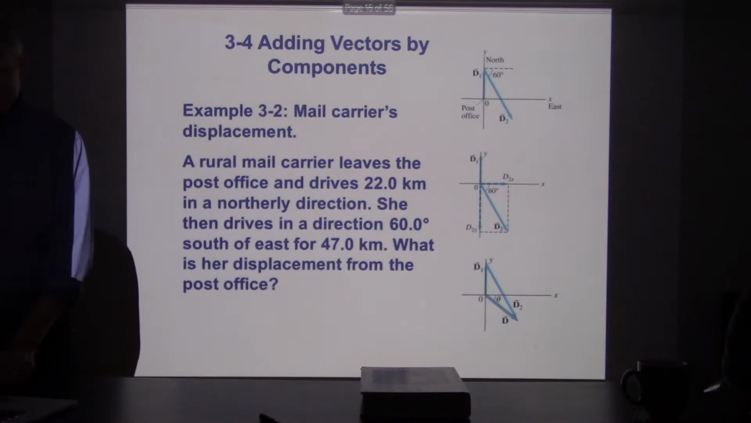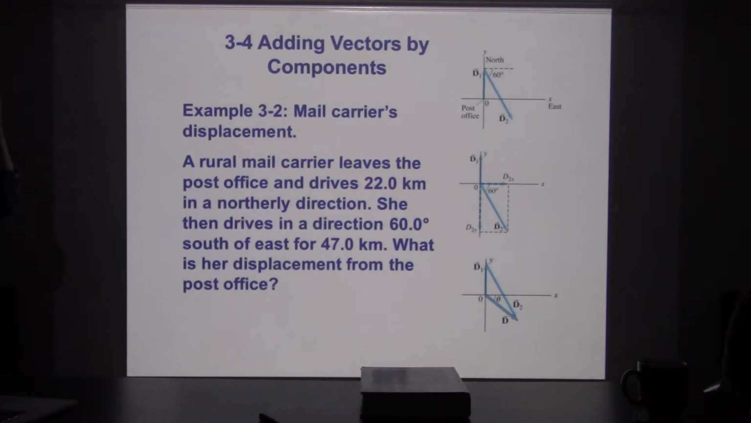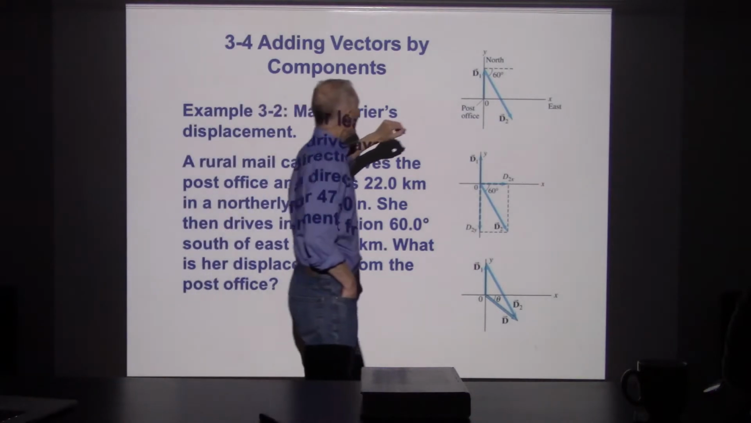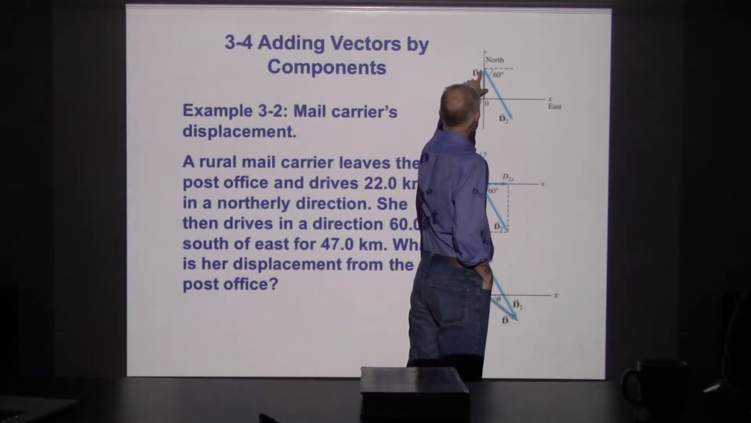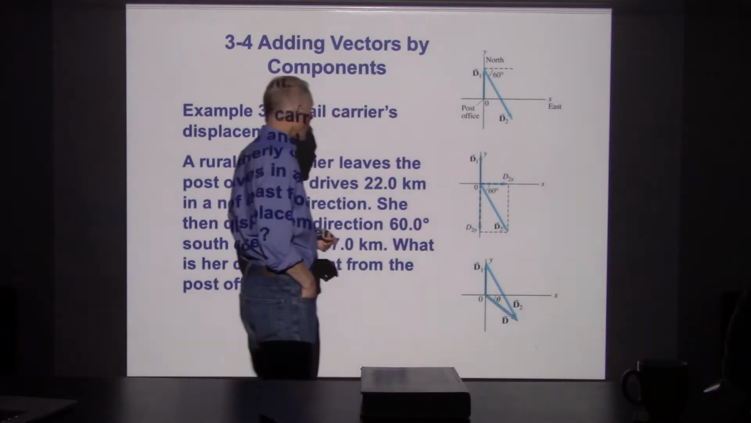Okay. Now I hope we haven't frightened everybody by all this discussion of vectors. We're going to get back to motion here in just a little bit. So here's a mail carrier, and they traveled north for a certain distance, and then they traveled kind of southeast for a while.